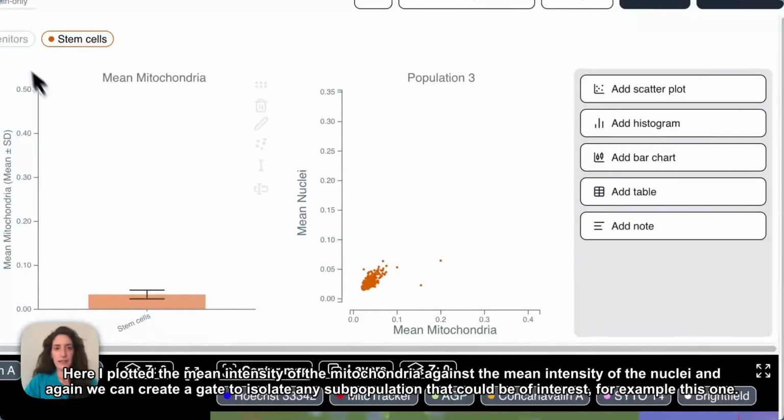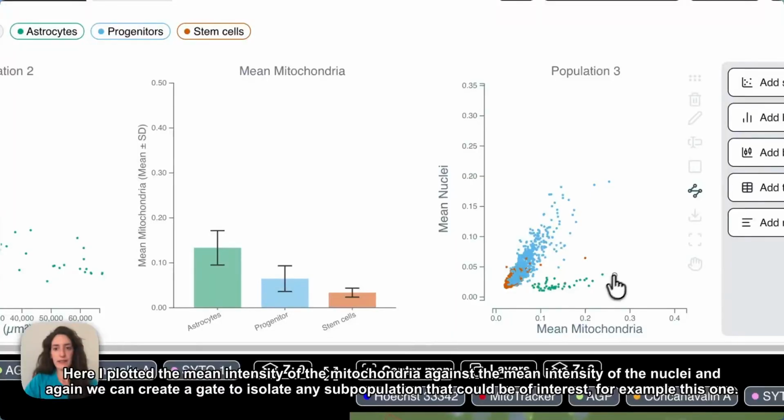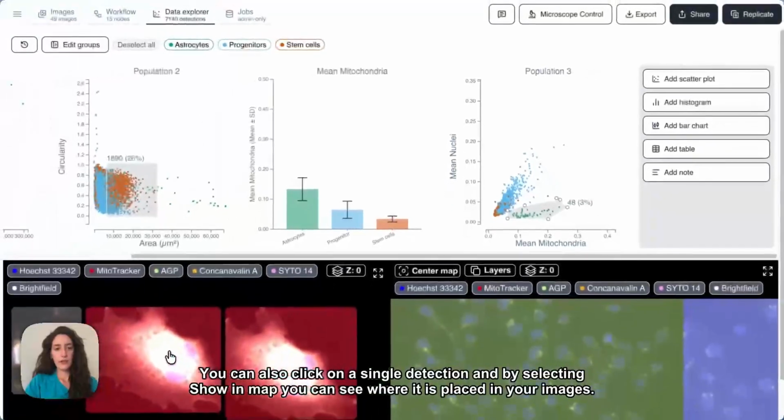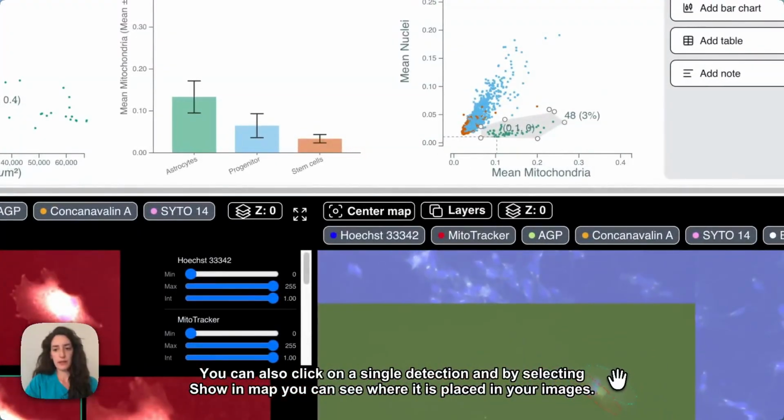Here I plotted the mean intensity of the mitochondria against the mean intensity of the nuclei, and again we can create a gate to isolate any subpopulation that could be of interest, for example this one. You can also click on a single detection, and by selecting Show in Map, you can see where it is placed in your images.